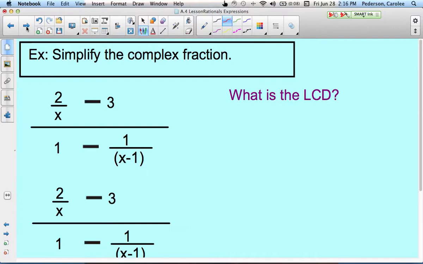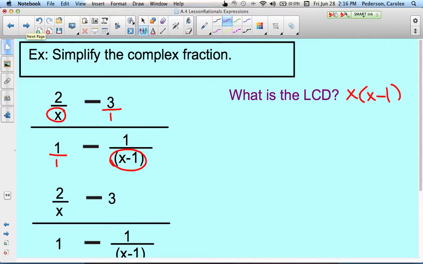Here's another example of a complex fraction, and we want to find out what is the LCD. This looks a little bit different because think about this first fraction. It has an x in its denominator, so that's part of our LCD. But now if we come over to this next term, minus 3, I'm going to change that to a fraction. Well, that's just 1. So the LCD so far is still just x. And then we come down to the denominator, we have 1, so I'm just going to go 1 over 1. And then that last piece has a denominator of x minus 1. So our LCD is going to be x times x minus 1.